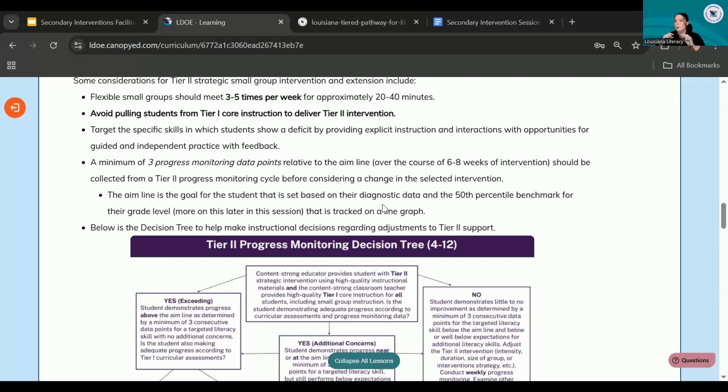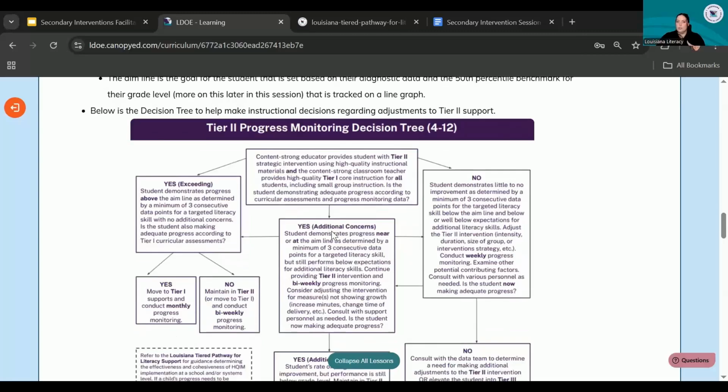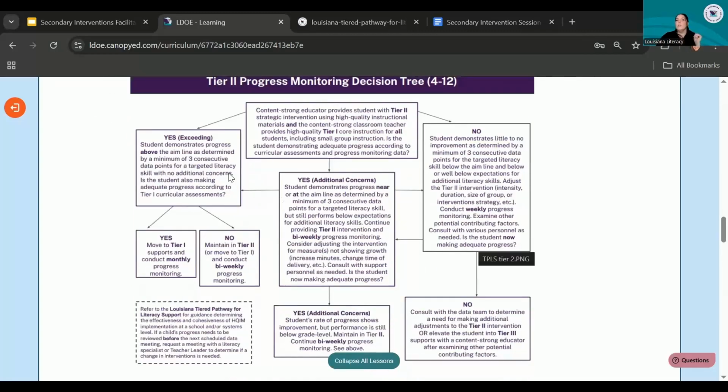So you can see, when you plot their actual progress monitoring, where they are in relation to that goal of the aim line. And I'll show you what that looks like in a moment. But in tier 2, you want to have 3 progress monitoring points over the course of 6 to 8 weeks of intervention, within that cycle, before you decide to change their intervention or change a specific variable to their intervention.